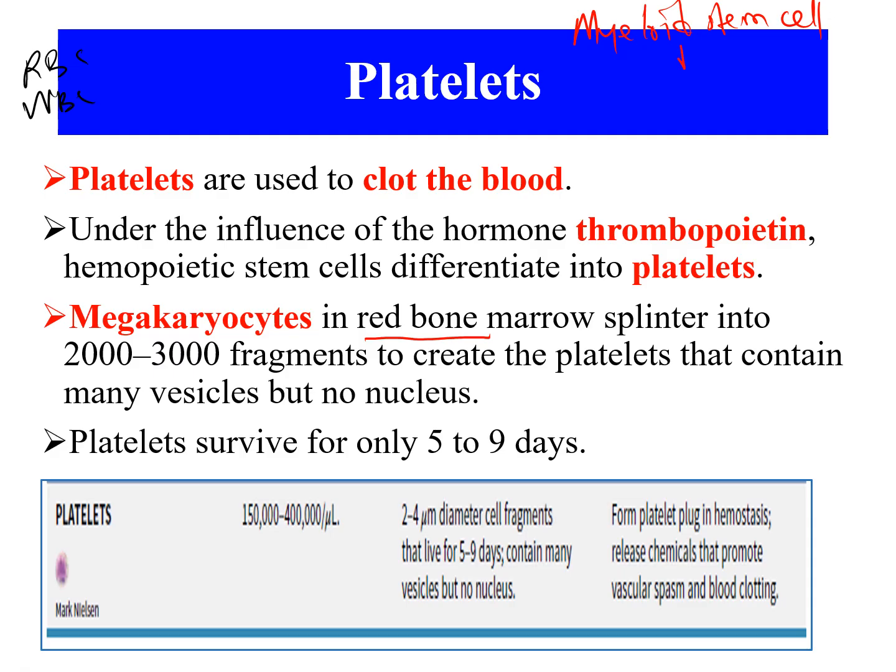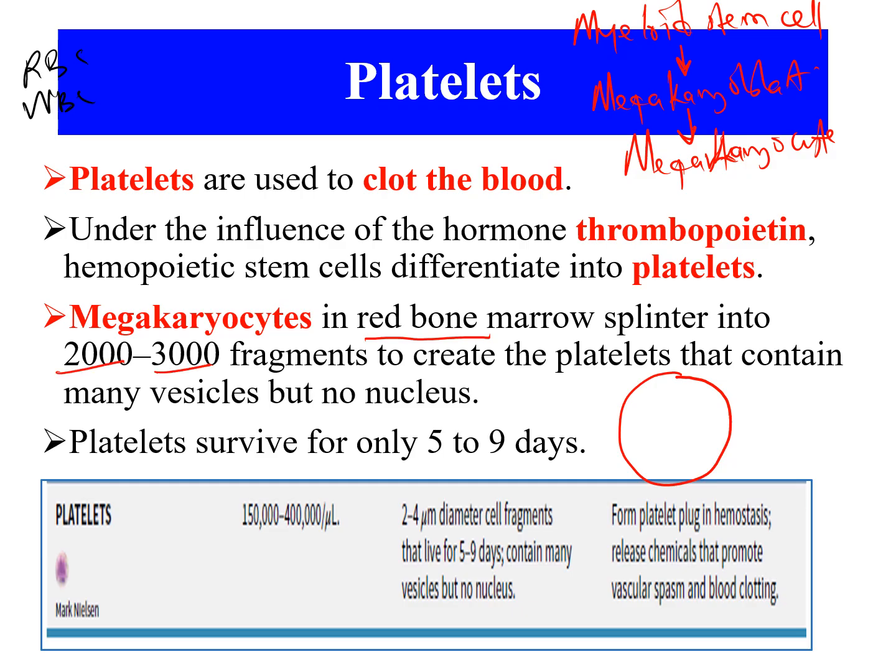This myeloid stem cell differentiates into a megakaryoblast, and this megakaryoblast differentiates into a megakaryocyte. This megakaryocyte is a very large cell where about 2,000 to 3,000 pieces break off from this megakaryocyte, and these pieces become what are known as platelets.